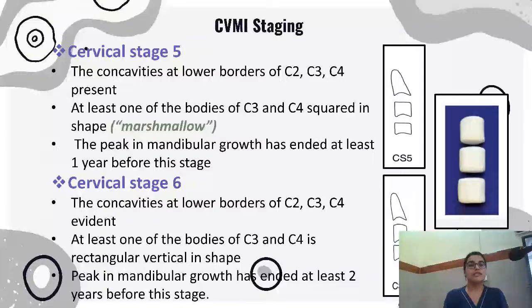And then CVMI stage 6: the concavities of the lower borders of C2, C3, and C4 are evident in this stage. At least one of the bodies of C3 and C4 is rectangular vertical in shape, and the peak in mandibular growth has ended at least 2 years before this stage.